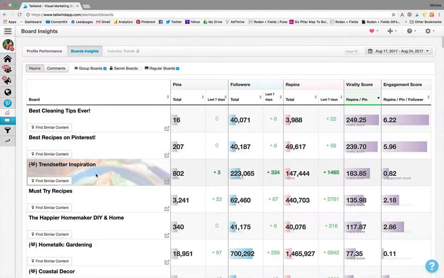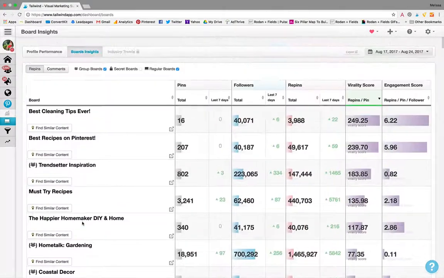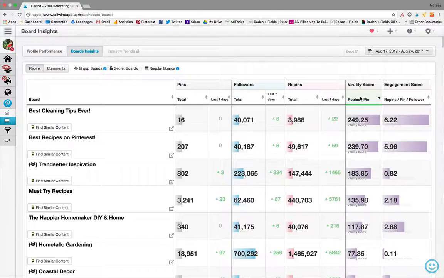You can see group boards. What are your most well-performing group boards? You can sort this by a variety of things, but I think the repins per pin is kind of the best look, because if you have a smaller board, your engagement rate is going to be a little higher if you have the same number than if there's a larger board.